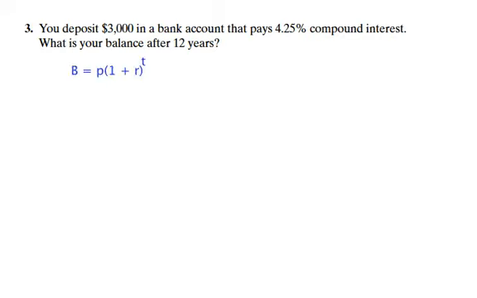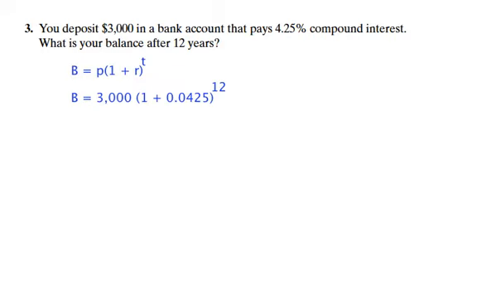Start with the formula B equals P times the quantity R plus 1 to the T power. We don't know the balance, that's what we're trying to find. The principal is 3,000. The interest rate is 4.25%. We write that as a decimal, so it would be 0.0425. And T would be 12.